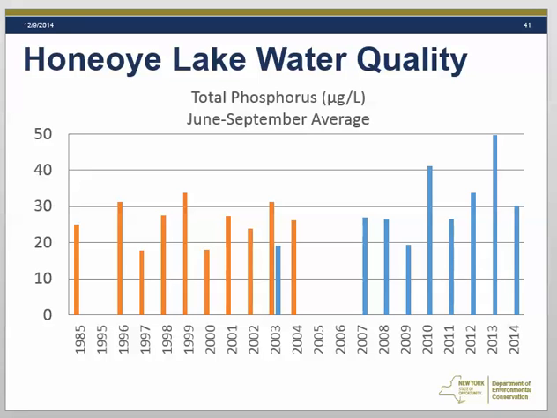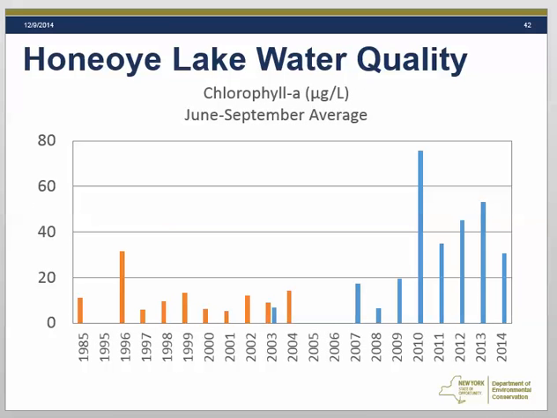We have water quality data going back to 1985 for Honeoye Lake. Shown here is the summer average total phosphorus concentrations. In orange are the data from the New York State Department of Environmental Conservation datasets, and then in blue are the more recent data collected by the Honeoye Lake Watershed Task Force. Perhaps there's an increase in total phosphorus over the last few years, but that could also be just year-to-year variability. In general, concentrations are in the 25 to 35 microgram per liter range.